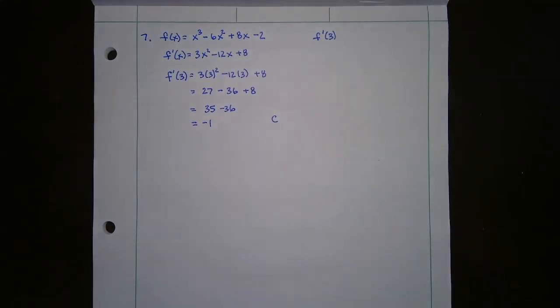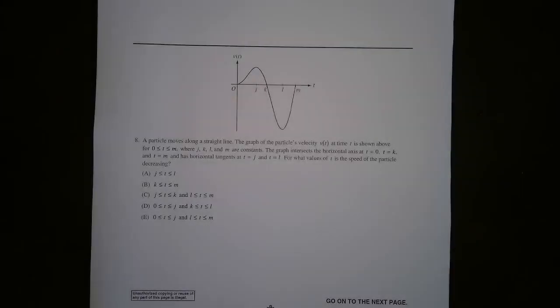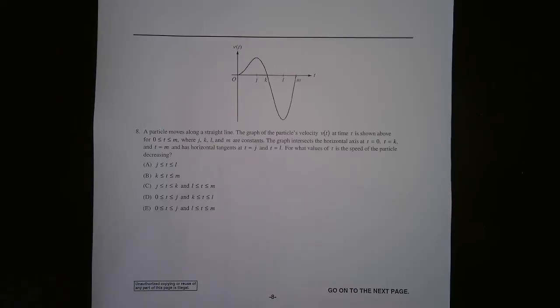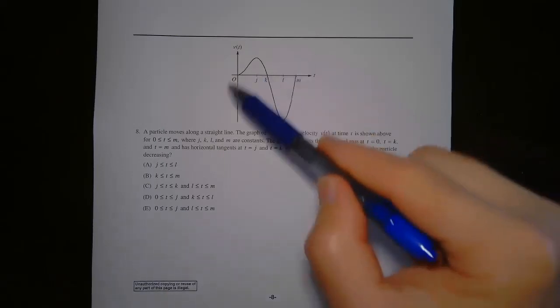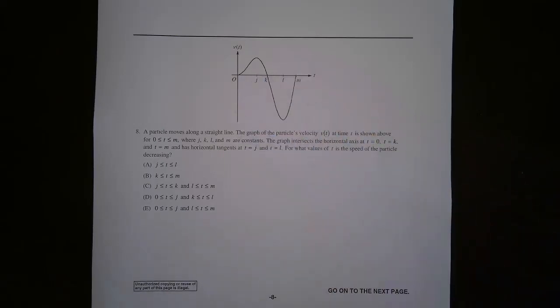Okay, let's go to question 8. So I brought back the actual test document, okay, because it has a graph. All right, so I want to talk about this on top of the page. Okay, a particle moves along a straight line. The graph of a particle's velocity v of t at time t is shown above. So this is the velocity graph. Okay, for 0 less than or equal to t, less than or equal to m, that's just in between here and here. Okay, where j, k, l, and m are constants.